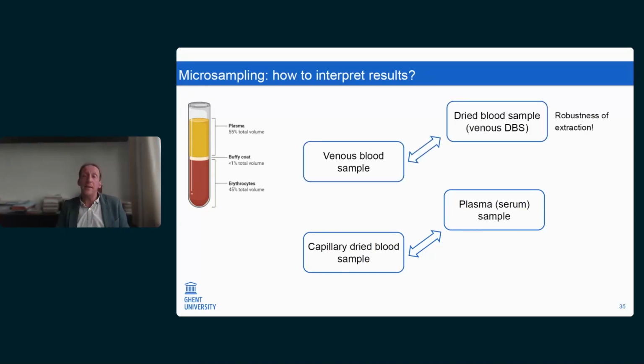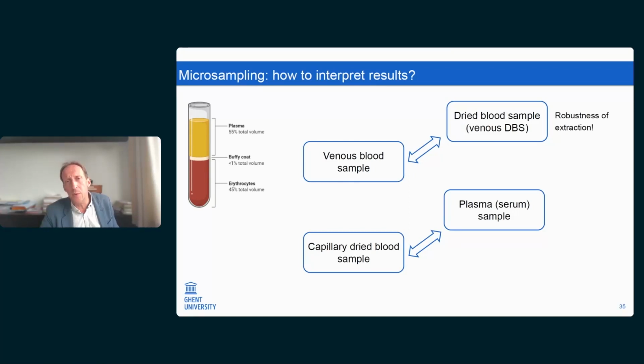For instance, you may wish to validate first that if you look at a venous blood sample and you compare the result with the dried blood sample derived thereof, you actually get the same result. In other words, it shouldn't matter if you look at, for instance, 10 microliter of dried blood or 10 microliter of liquid blood, you should get the same results. And robustness of the extraction is really important for that.